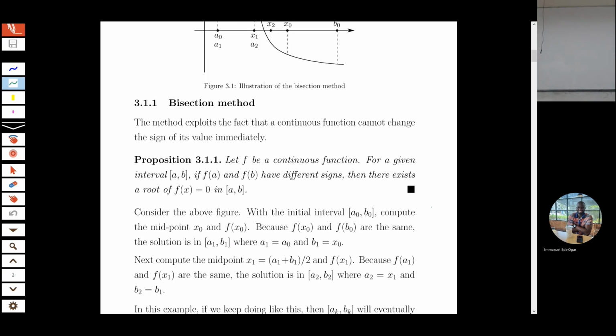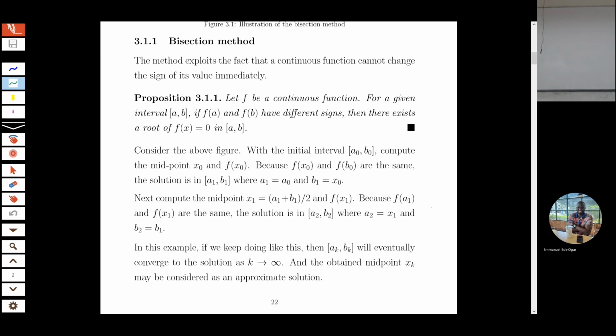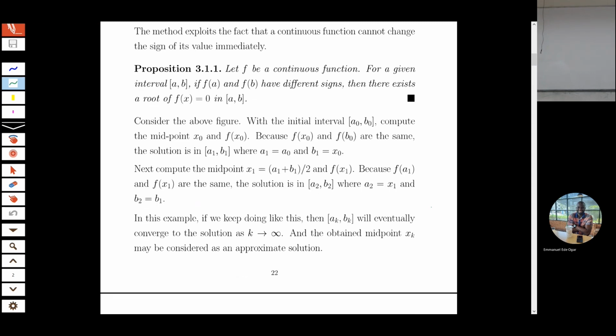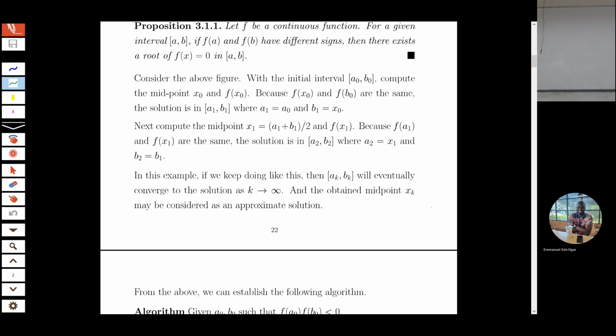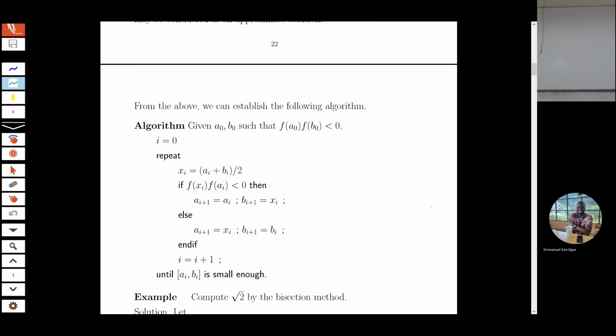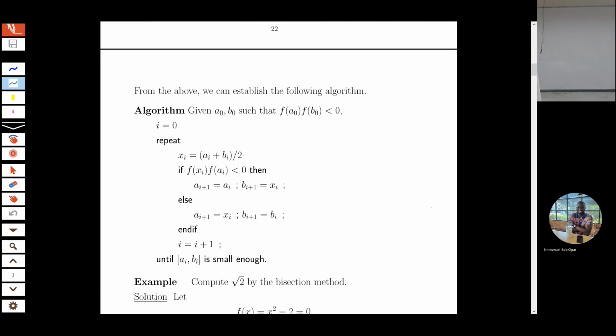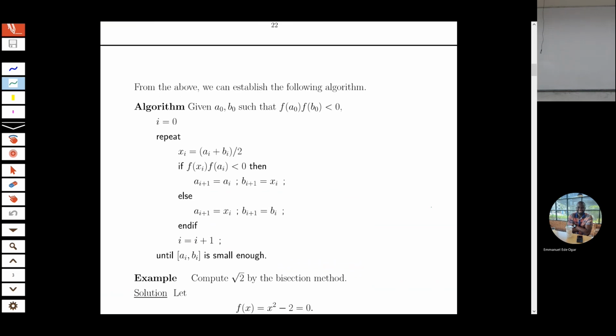The idea is already explained in the slide. You can follow that later. So with the bisection method, we summarize this in the form of an algorithm. This is what we call the pseudocode. You find this many times in the slides. You will see that you can program this in any programming language.